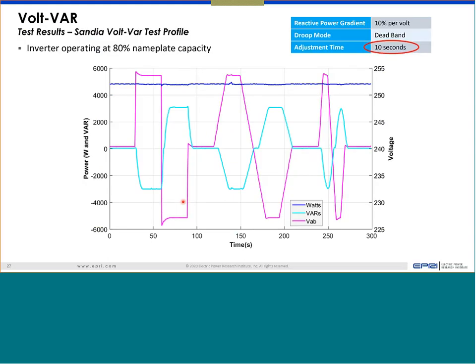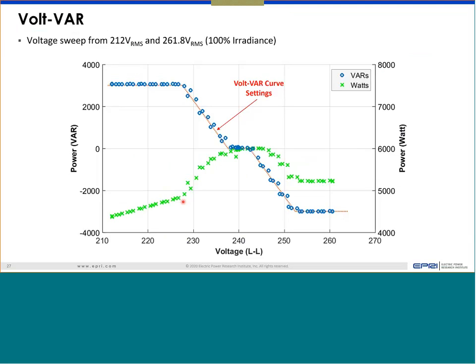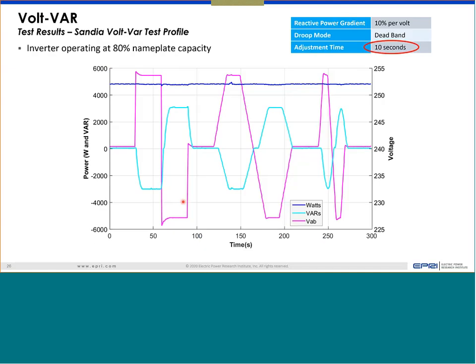Okay, so next topic, showing some dynamic behavior. Because what we are showing here is the magnitude of reactive power in response to the voltage. But this figure doesn't show how long it takes to get from 0 watt to X var. What is the speed the inverter changes the reactive power? So that's the next part. We're showing this type of dynamic test.